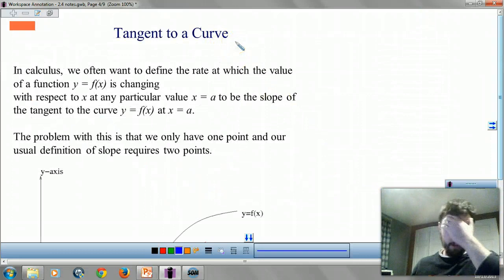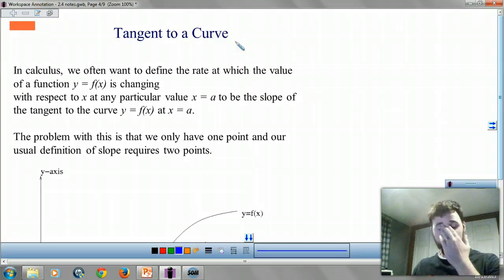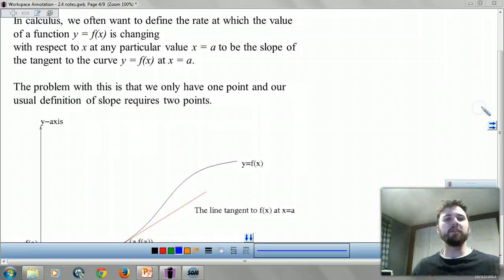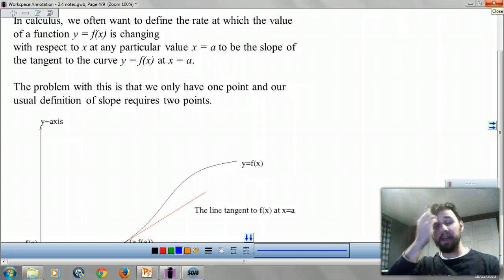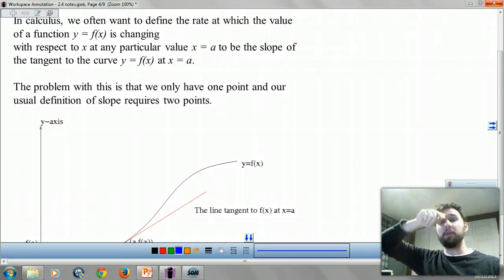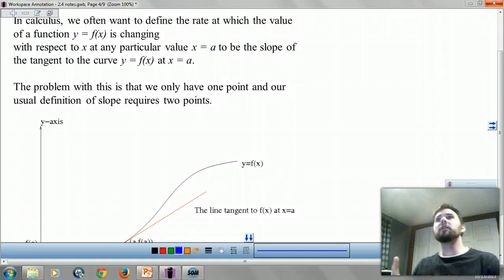Let's talk about the tangent to a curve. This is the most important part of all this mess. This is calculus. We want to define the rate at which the value of a function y equals f of x is changing with respect to x at any value. So at any point we pick on that curve, we know exactly the rate of change occurring at that point. The problem is that we'll only be given 1 point. If we have 2 points, we can just find the slope. If given 1 point, there's no slope equation that works with just 1 point.